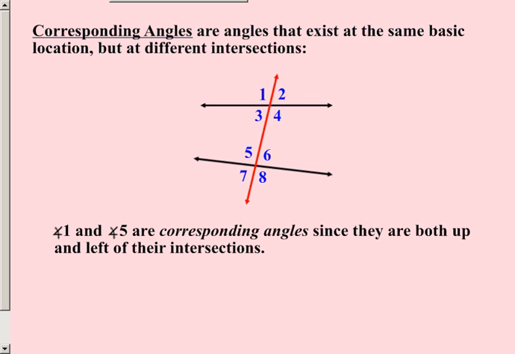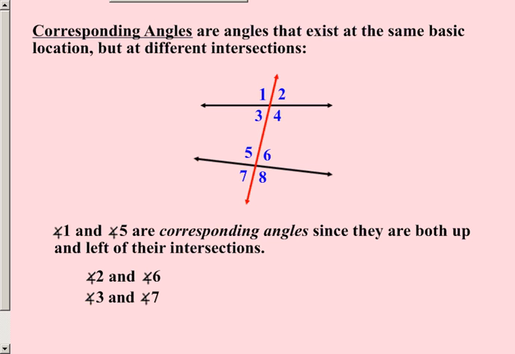Now obviously angle 1 and angle 5 are not the only set of corresponding angles that exist in this picture. We could also state the same case for angle 2 and angle 6, which are both up and to the right of the intersections around the transversal. We could also say the same thing about angle 3 and angle 7, which are down and to the left from their respective intersections.